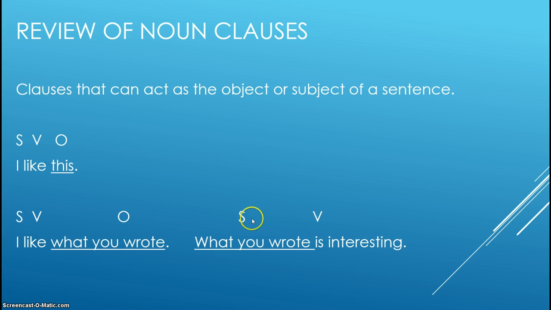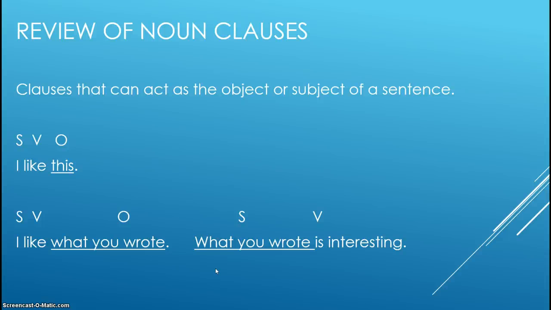And then over here, you can also have a noun clause act as the subject of the sentence. What you wrote is interesting. What is interesting? What is the subject? What you wrote. So that's basically what a noun clause is. And of course, we have the other noun markers also. So the question words, what, how, where, and so on. Whether and if, we had those for the noun clause markers as well. And we also had that, another very common noun clause marker.